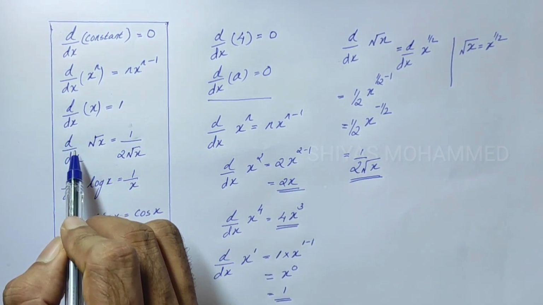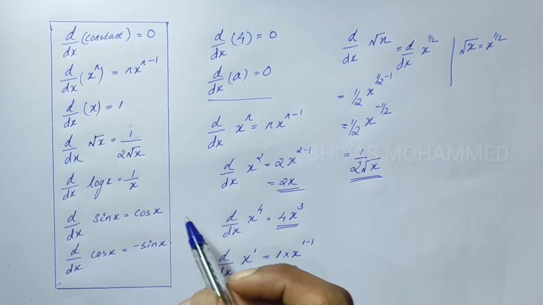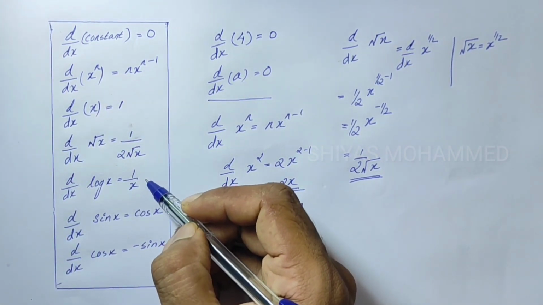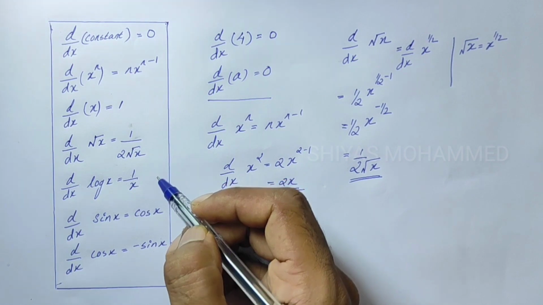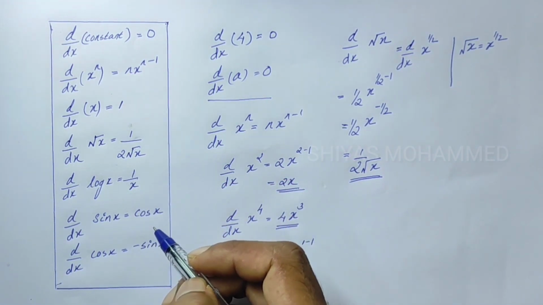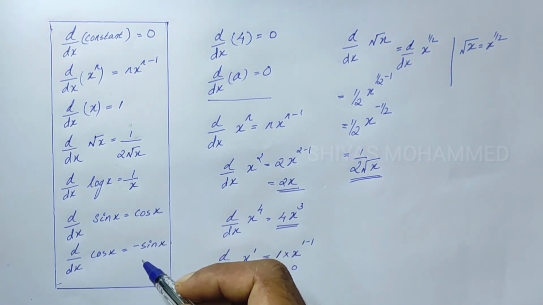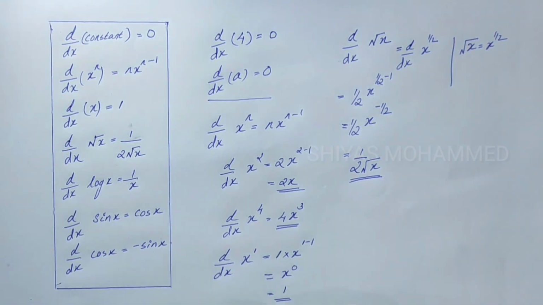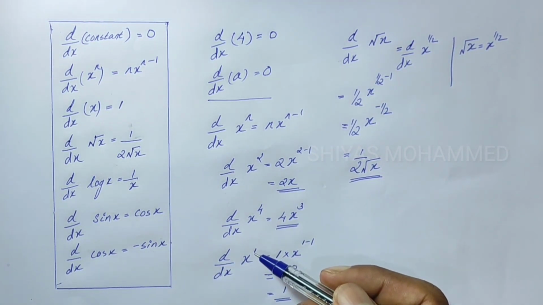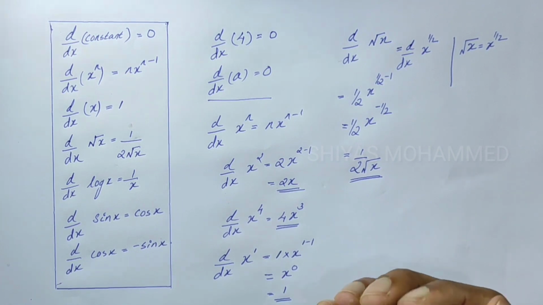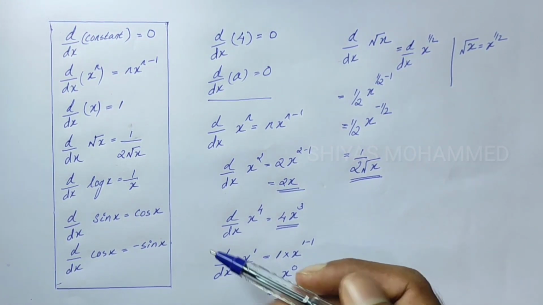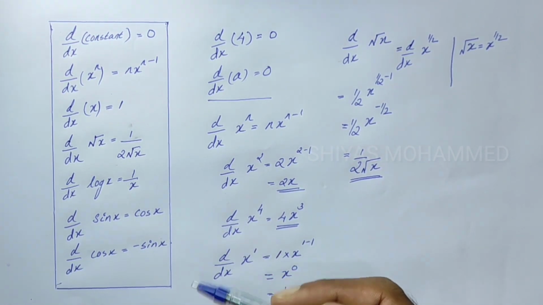So these two functions we are getting from this one. Next we want to learn by heart that the derivative of log x is 1 by x. Derivative of sin x is equal to cos x, and derivative of cos x is equal to minus sin x. These are very important formulas which we usually use in physics. There are many other formulas also, but basically we use these formulas in the majority of the chapters.